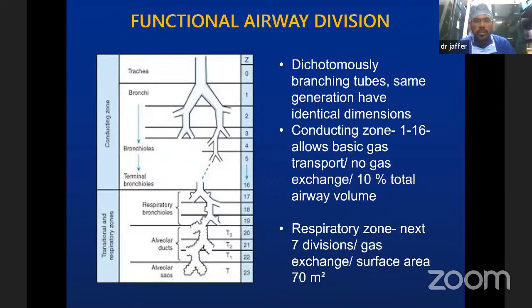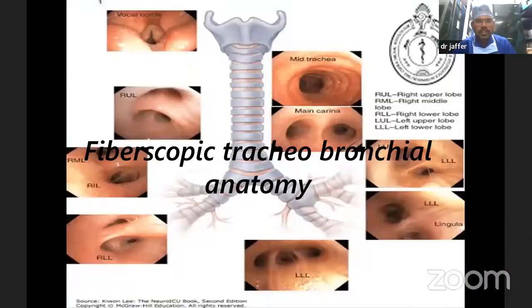So I will not go much about the physiology. So we know that there is a 23 generations of airway starting from trachea until the alveolar sac. Up to 16 is the conducting zone, and from 17 to 23 is the respiratory zone. So respiratory zone takes part in the gas exchange, and up to 16 is the conducting zone that forms the dead space, anatomical dead space. So I'll straight away start with the fibroscopic tracheobronchial anatomy.